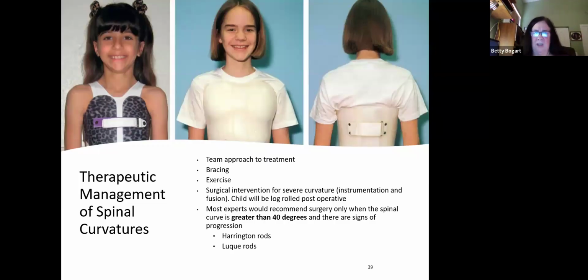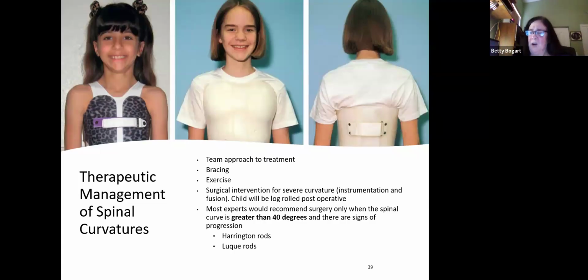Post-op care of a child with Harrington rods. This is your log rolling child. Like fractured hips in adults, Harrington rods in children. We've got to keep that pillow between the legs, one swift movement over, so that we can turn them.